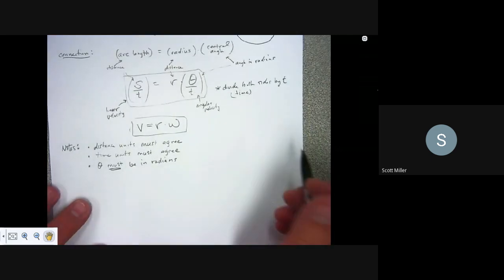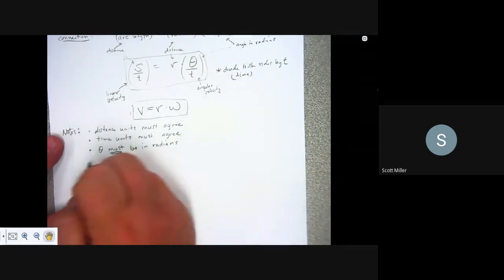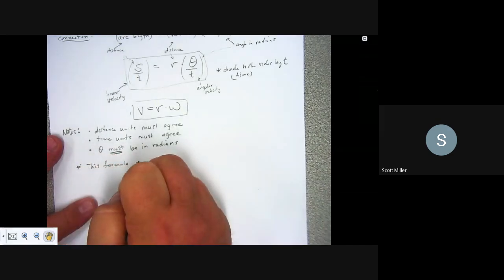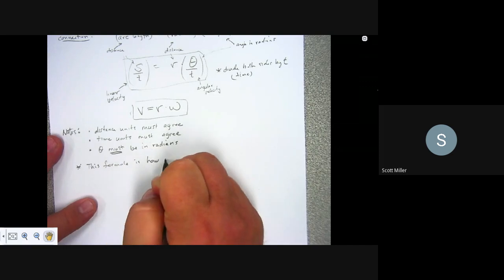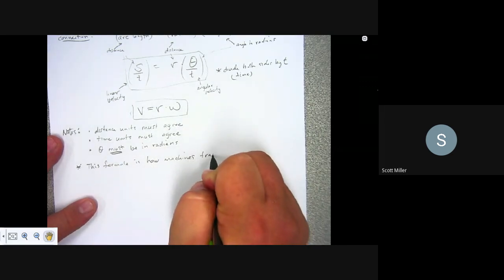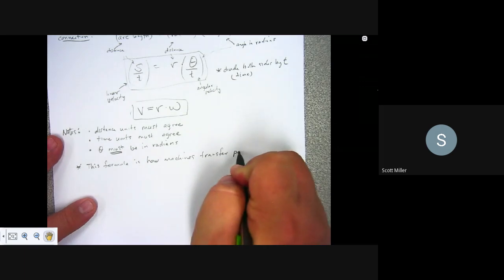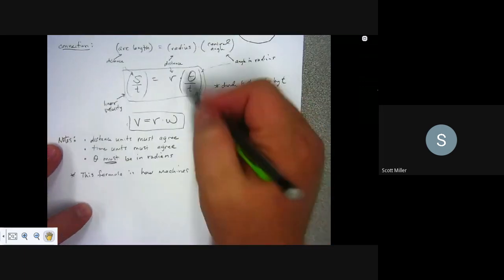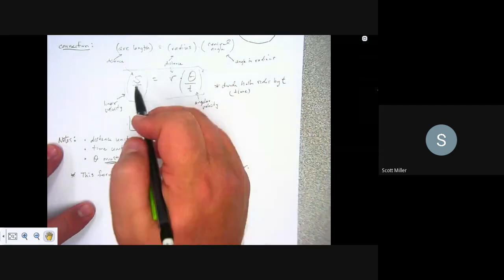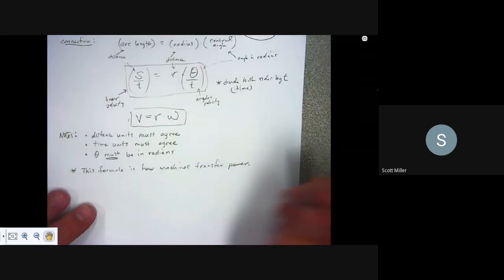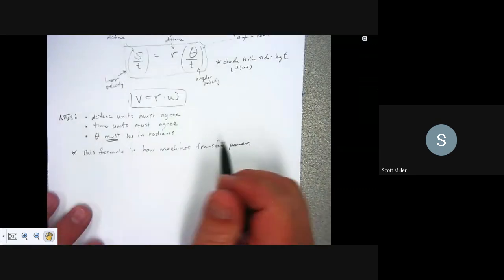This formula is very powerful because it's how all machines transfer power. How they work, okay? You're taking rotational speeds, transforming them into linear speeds, and vice versa. This is how they all work. So here are some things to keep in mind.